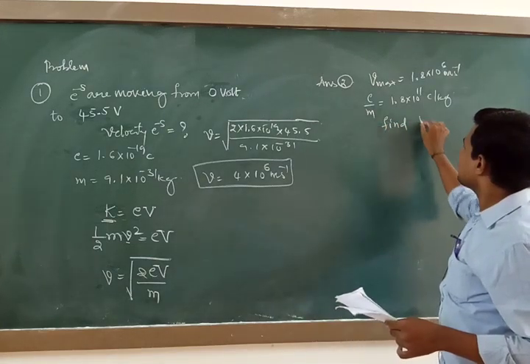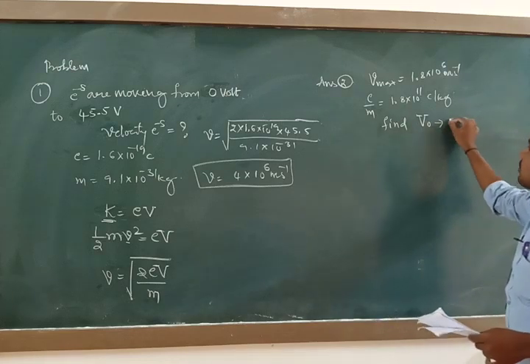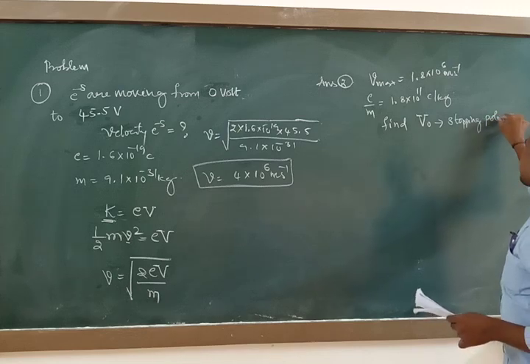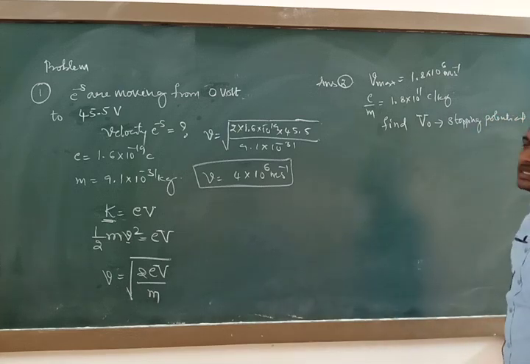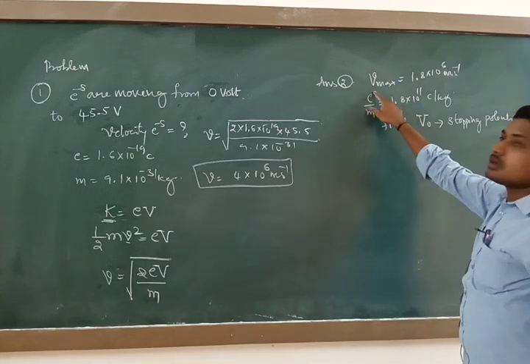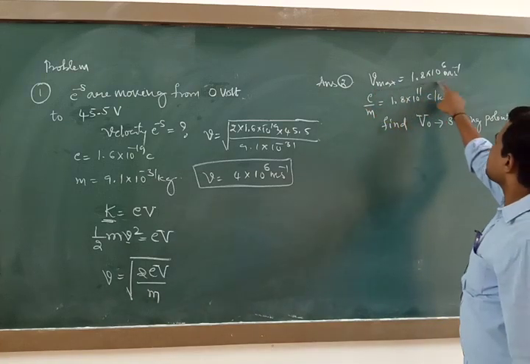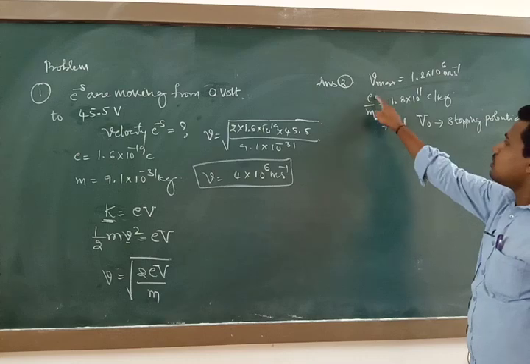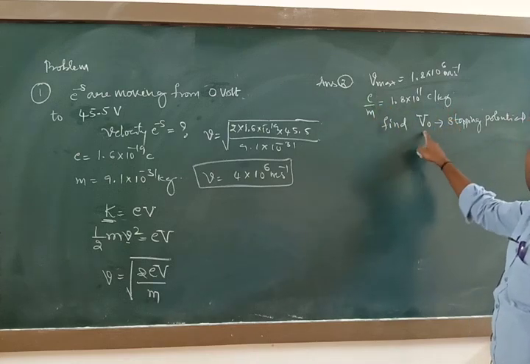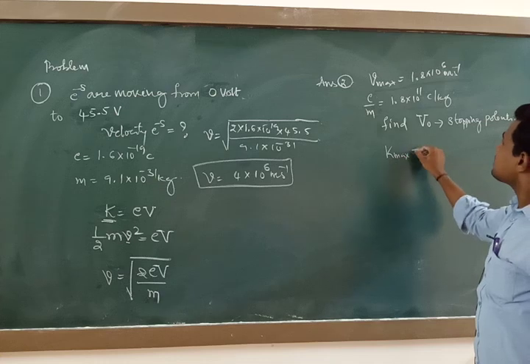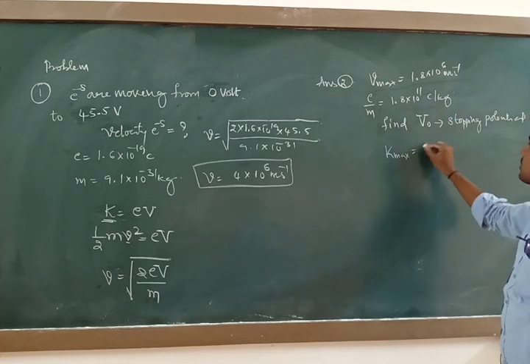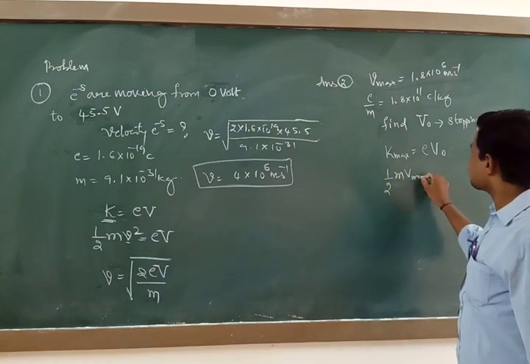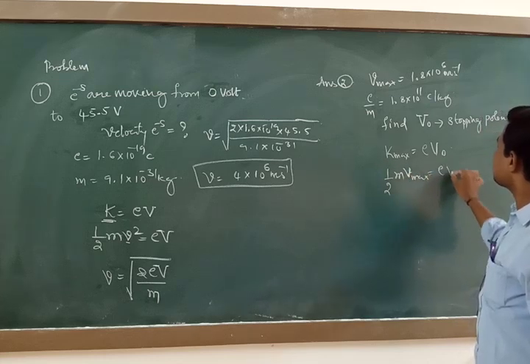They are asking you to find capital V naught. So what is capital V naught? Stopping potential. It is also a very simple problem. See here, there are electrons ejected from a certain surface and they are moving with the maximum velocity of 1.8 into 10 raised to 6 meter per second, and E by m of the electron is given. Find V naught. We know that maximum velocity means kinetic energy is maximum. K max is equal to E V naught. Therefore, half m v max square is equal to E V naught.